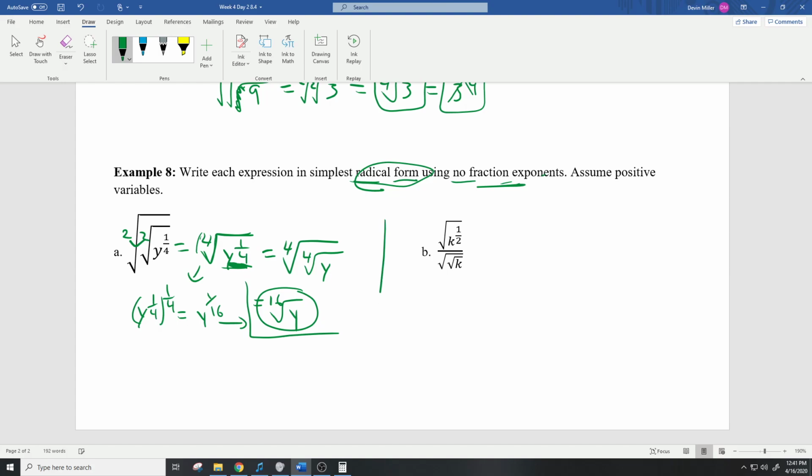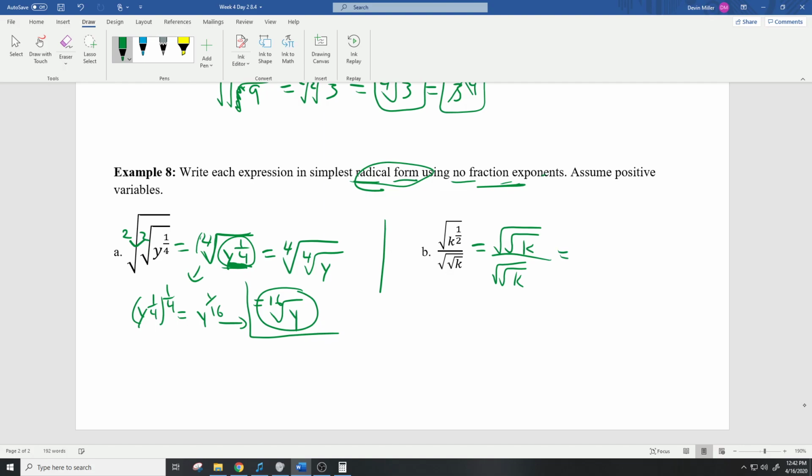All right, last problem. The square root of k to the 1/2 divided by the square root of k. All right. So I'm probably going to work with rewriting this k to the 1/2 like I did over here when I had a 1/4. I can write this as a square root of, what's k to the 1/2? The square root of k. The bottom, if you notice, square root of the square root of k is the exact same thing.